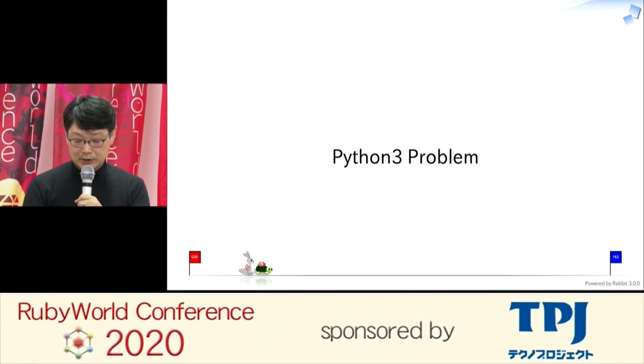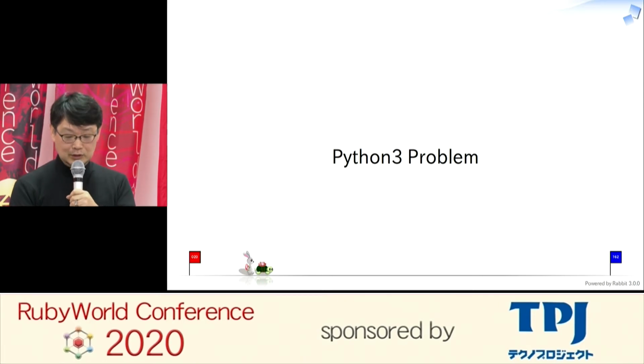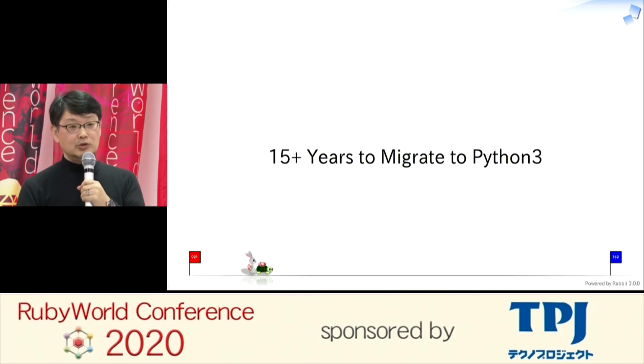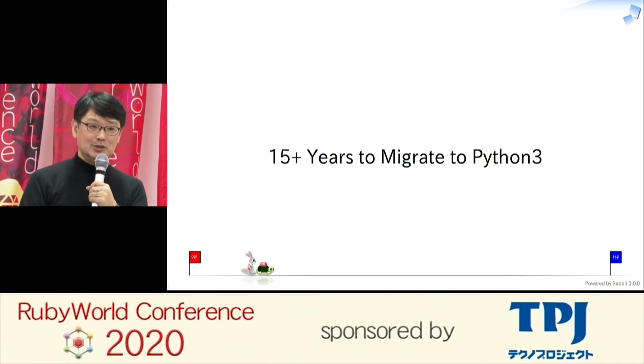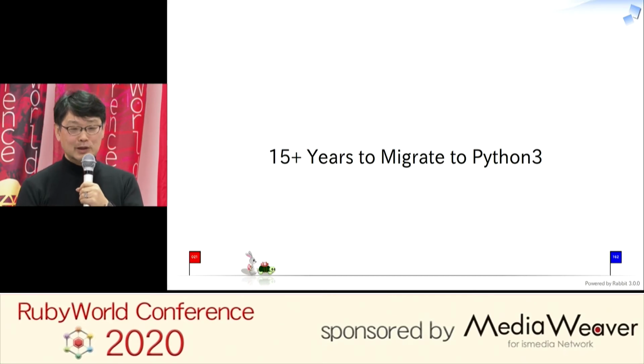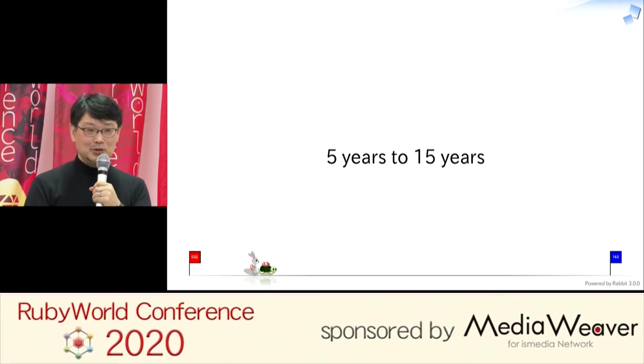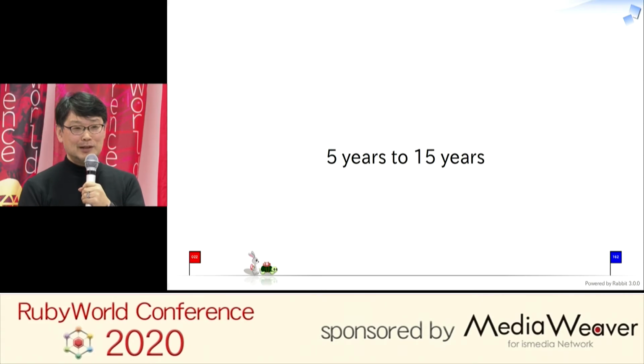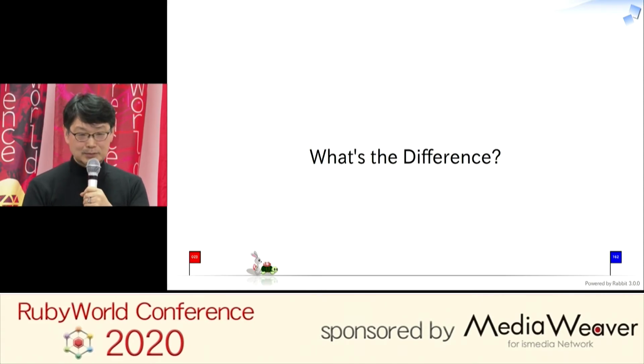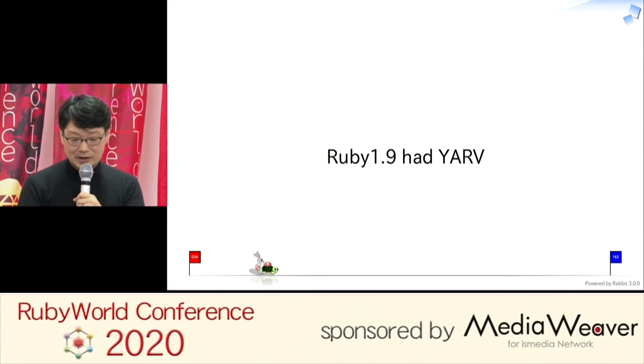A similar situation happened to another language, Python. It's well known as the Python 3 problem. The situation was a bit more serious because their community was much bigger than ours. It took 15 years to fill in the gap between version 2 and version 3. If you compare 5 years and 15 years, 5 years is better.